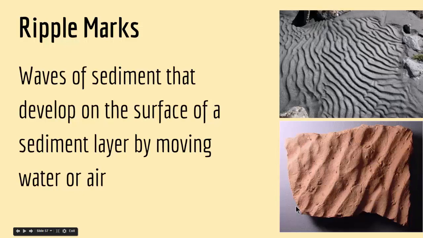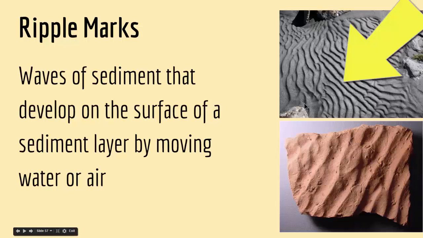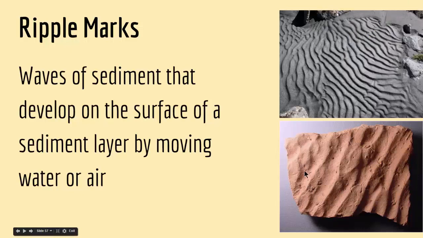Most of the time, ripple marks show the direction of the moving water or air. So for example, in this picture, the moving water was in this direction. Probably in this one, moving water was in this direction.